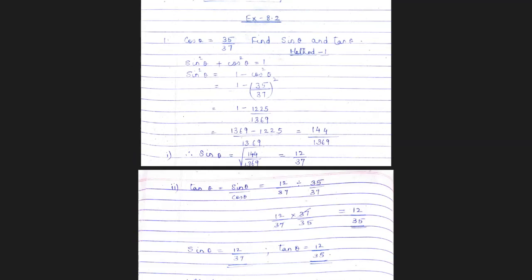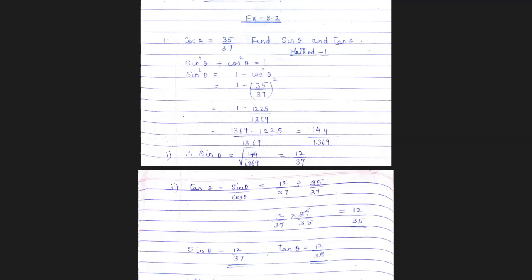Now the first question they have given in the table format. They have given cos theta is 35 by 37. You have to find sine theta and tan theta. There are two methods to do it. First method is using this trigonometric equation. So sine square theta plus cos square theta equal to 1.